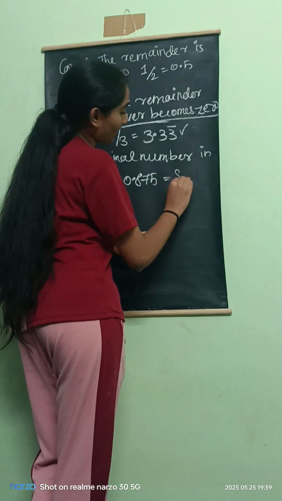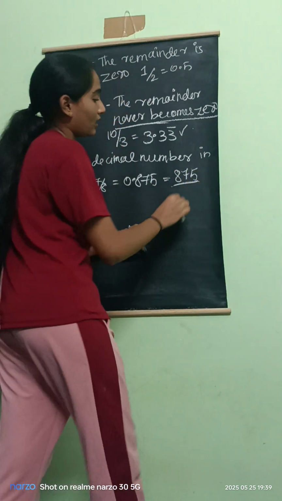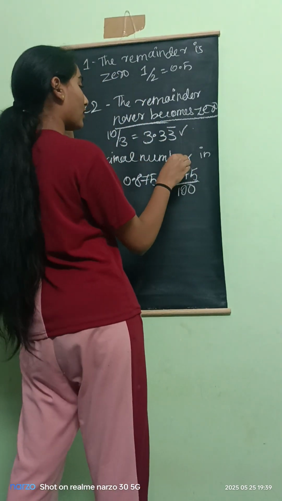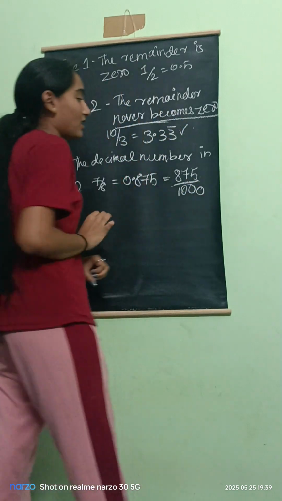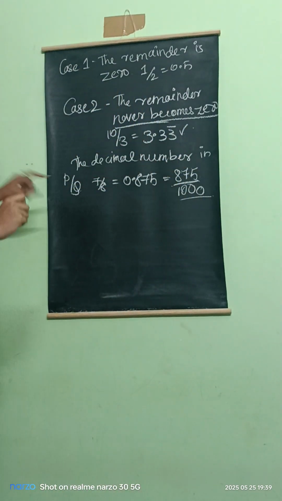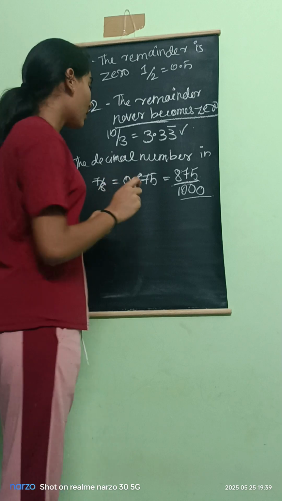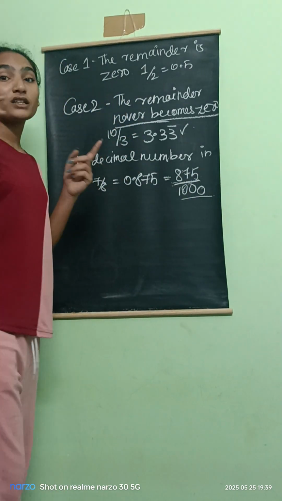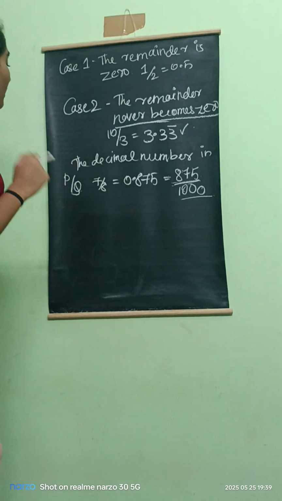And how can this be written? We can write it as 875 by 1000, three zeros. So it is a rational number, represented in P by Q form, which means a rational number. So 875 by 1000 is a rational number. It's simple, but what comes next is quite important.